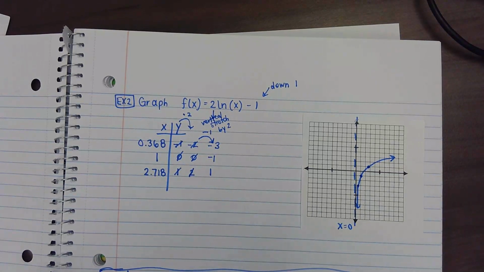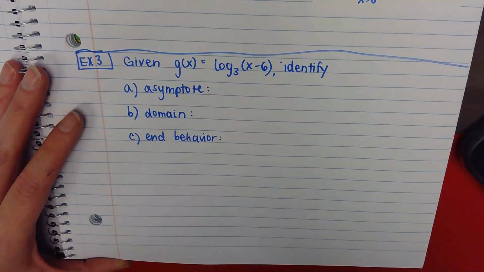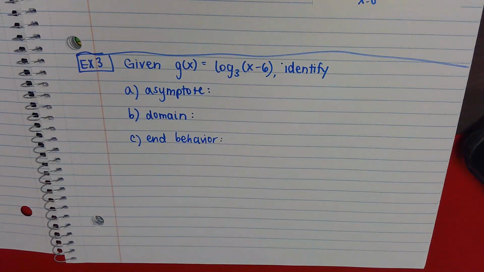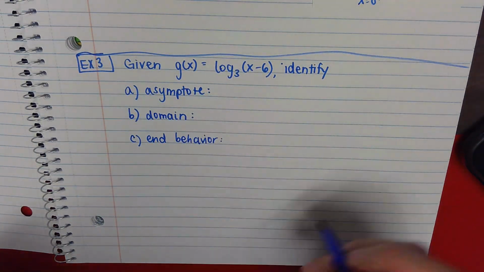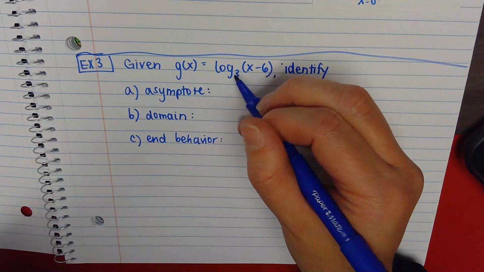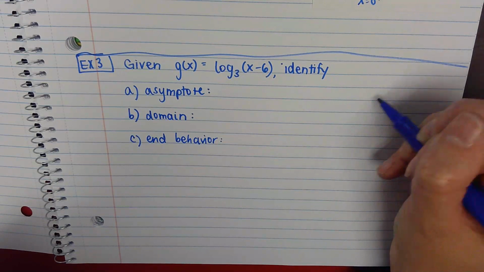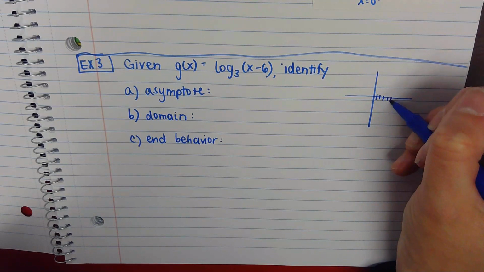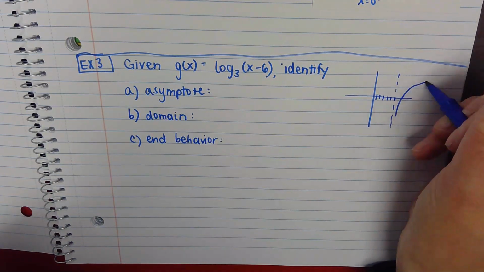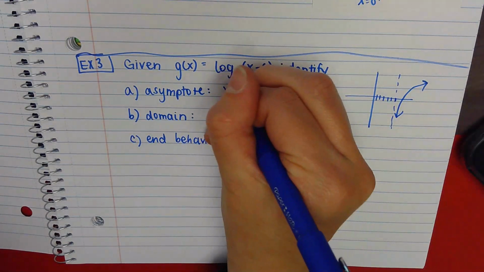Now, what if I gave you a transformed function and just asked for the key features? Here's what I would do. Example 3, given g of x equals log base 3 of x minus 6. Identify the asymptote, domain, and end behavior. I know log base 3 is a growing function. It's increasing. And this one shifted to the right 6. So I'm going to draw a sketch for myself. I know that asymptote shifted to the right 6 and it's growing. So my asymptote is at x equals 6.